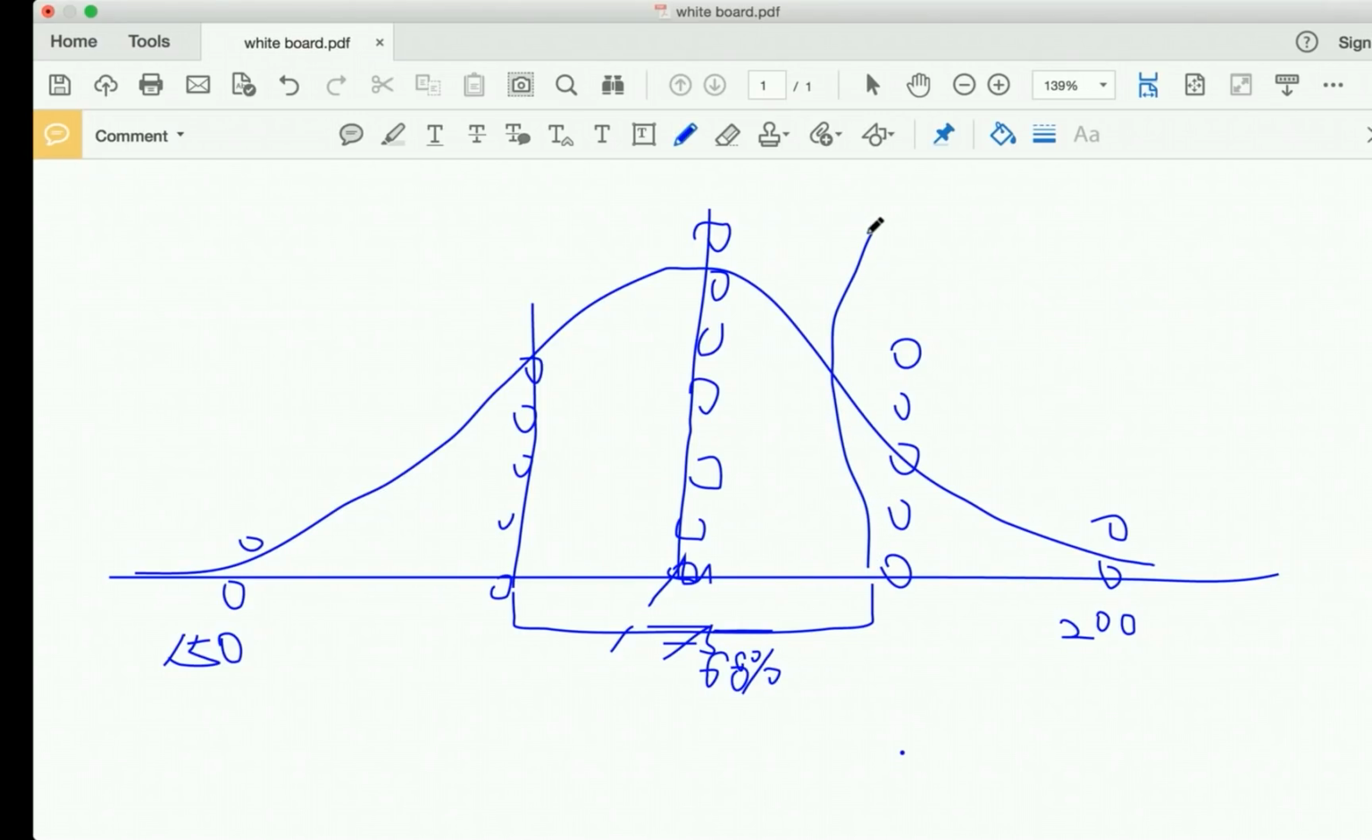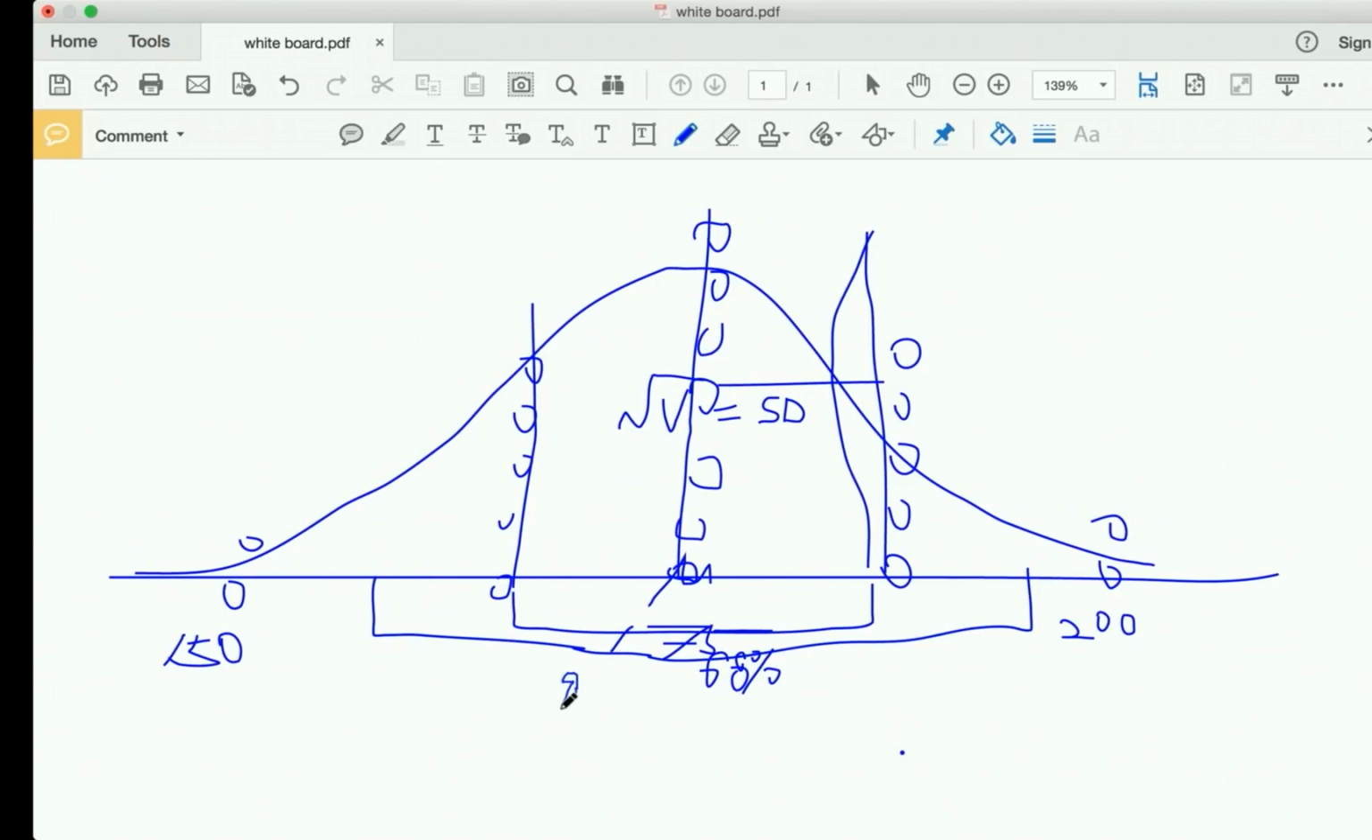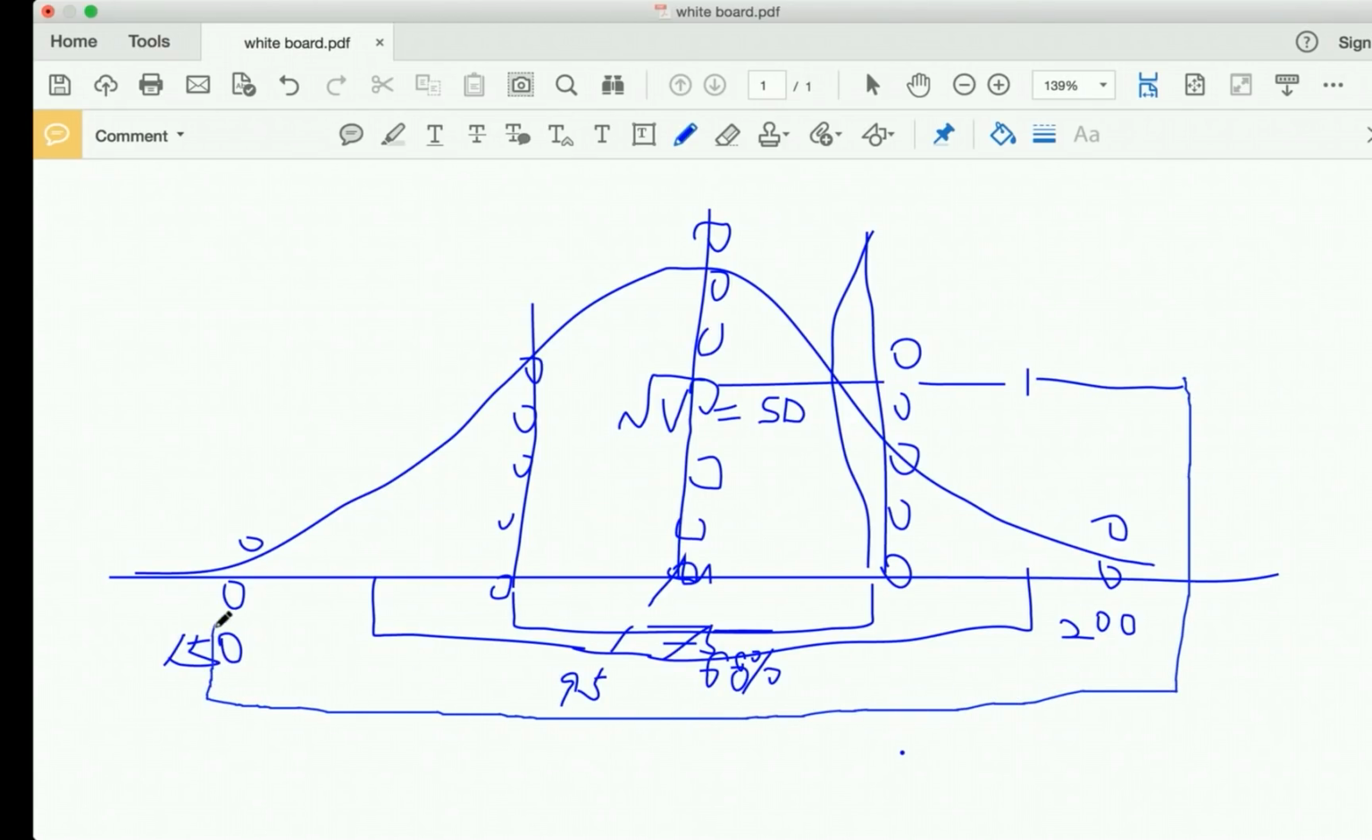Sorry, so this is one standard deviation. And standard deviation is the square root of variance. In other words, variance equals standard deviation squared, right? Then the range of two standard deviations is around 95% of the whole population. And now this is two standard deviations. And now three standard deviations is almost the whole population. This is 99% of the population.